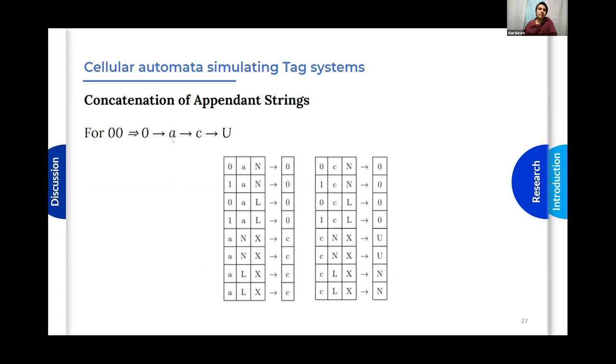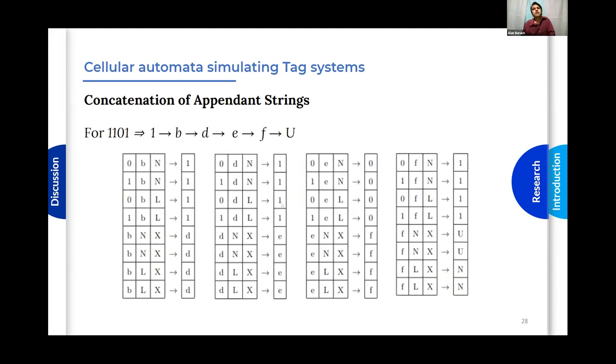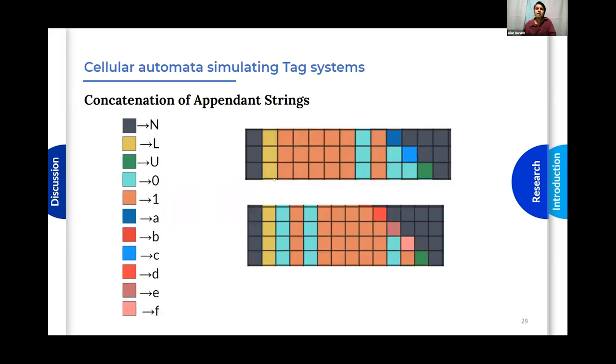For concatenating an appendant, we have to start with A. When the A symbol reaches the end of the string, it will leave the first 0 and the C symbol, and then the C symbol will leave the next 0 and then the U symbol, with these rules. And the same for the appendant 1 1 0 1. And here is a simulation as an example. We have here the A symbol leaving the 0 and the C symbol, and the C symbol leaves the next 0 and the U symbol. And the same in this case.